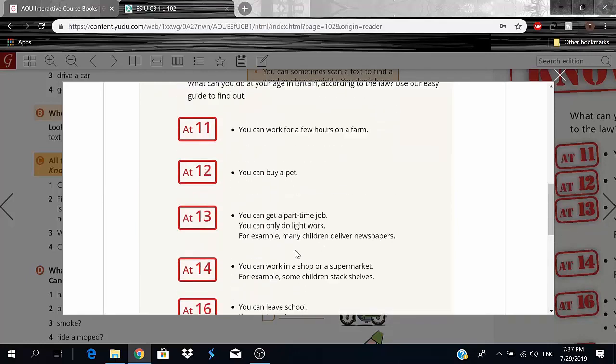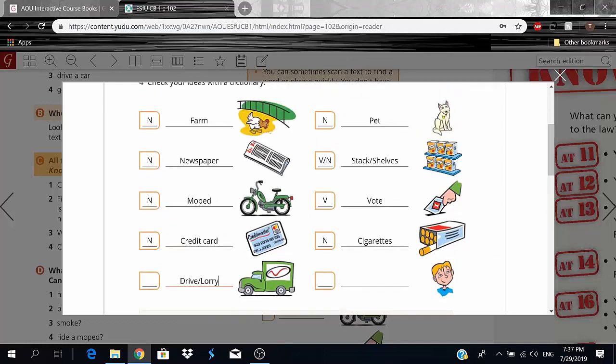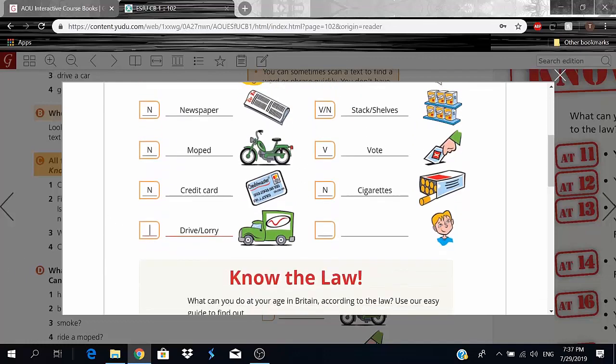So if you guys were wondering what a lorry is, it's this big car right here that you can use to ship cargo or food and supplies to supermarkets and such. Okay, so I'm not gonna say lorry only. I'm gonna actually say drive and lorry. Okay, so the same thing with here, stack and shelves, and same thing as well. So it's both a verb and a noun.